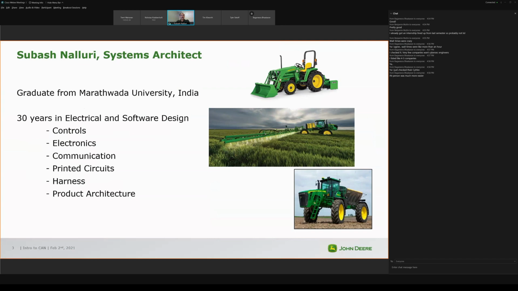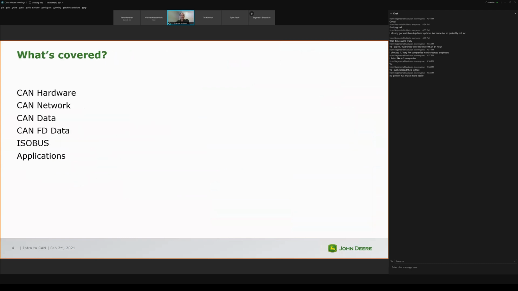I've been working in multiple areas, including controls, software, harnesses, and even panel designing. Segueing into that, these are the topics that we'll be covering today.